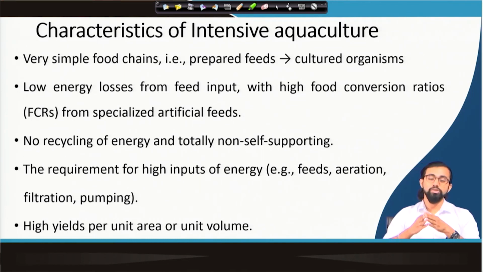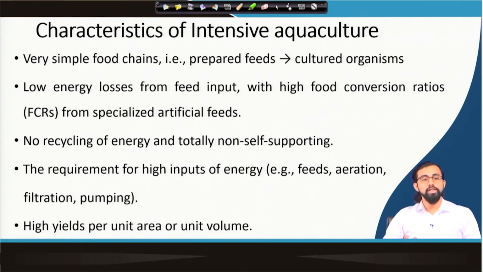We were facing this kind of scenario in earlier days, but research is still going on to make this fish feed in a proper, proportionate way, so that it can be highly beneficial for the target species that you're culturing in your system. Okay, so in the case of intensive aquaculture, there is no recycling of energy at all, and it's totally non-self-supporting. What does that mean? It completely depends on the high input of energy that you are providing to the system.